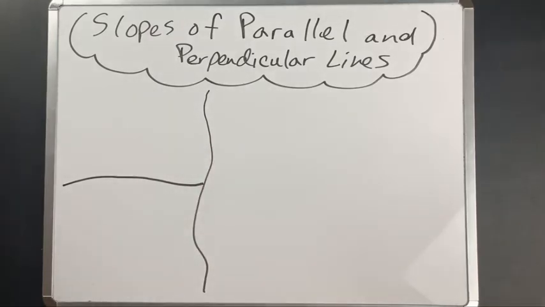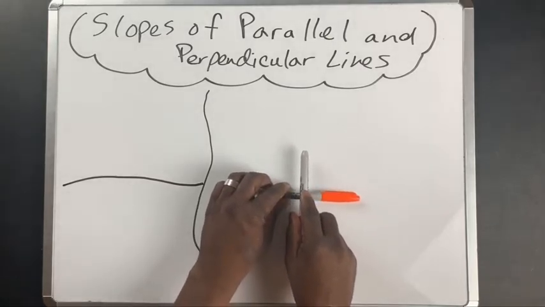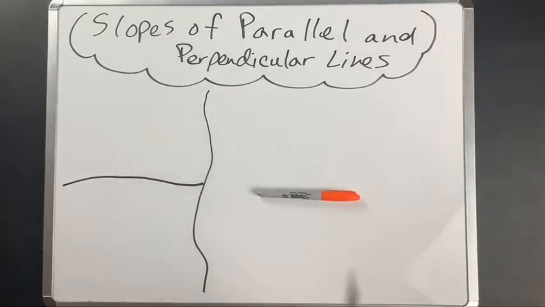Today we're going to talk about slopes of parallel and perpendicular lines. In fact, we're going to show you how to identify which lines are parallel or which lines are perpendicular when you are given a set of linear equations. Now remember, parallel lines are lines in a plane that do not intersect. Perpendicular lines are two lines that intersect in a plane, forming a right angle.